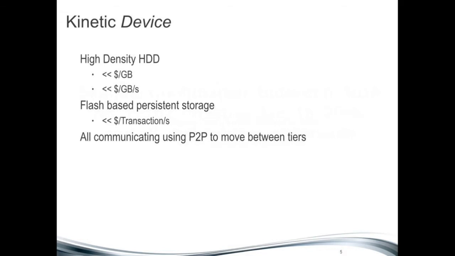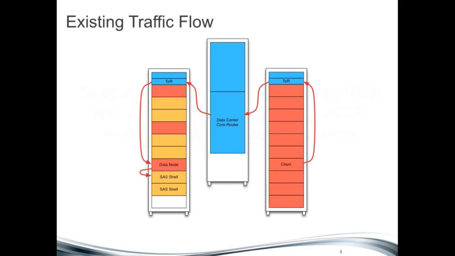A Kinetic device really has two different forms. One is a high-density hard disk drive, which has a very low dollars per gigabyte, low dollars per gigabyte per second for throughput. And there are many people, and we're working on a flash-based version of Kinetic that has a low cost of dollars per transactions. All of this communicates from the application directly to the drive, and also from drive to drive or drive to flash, so that it actually can move data between tiers.